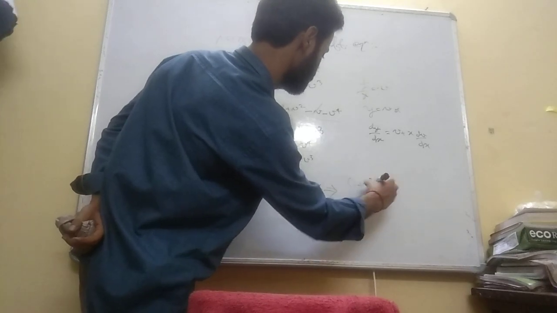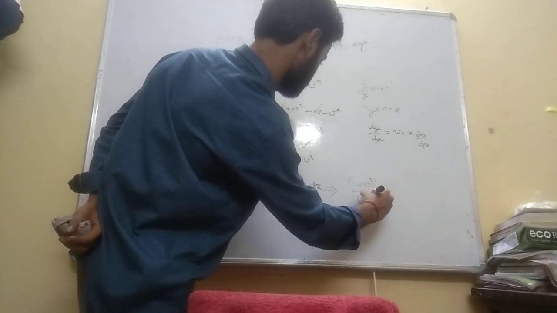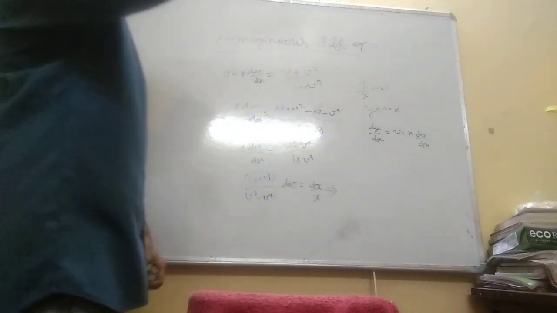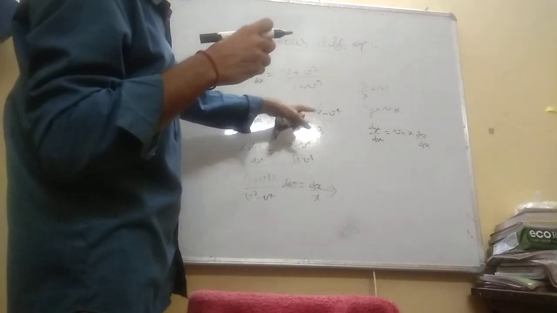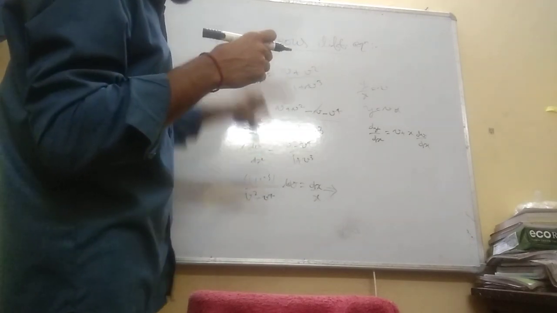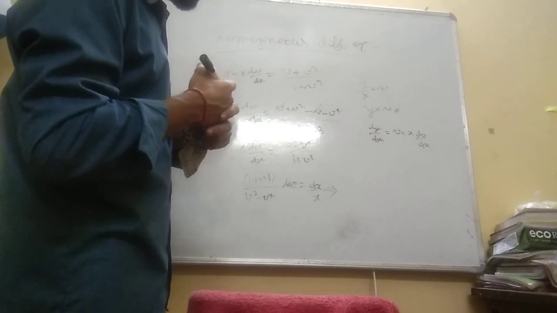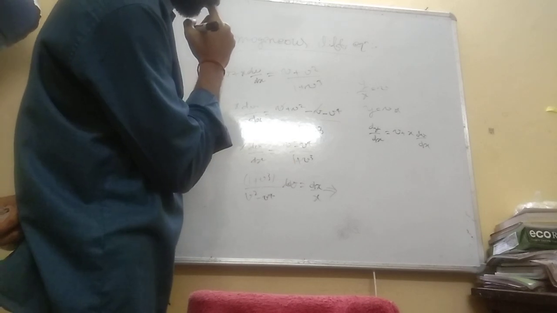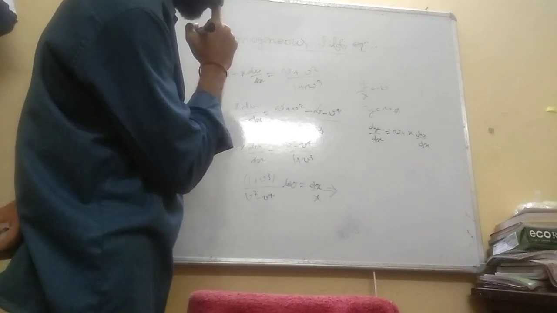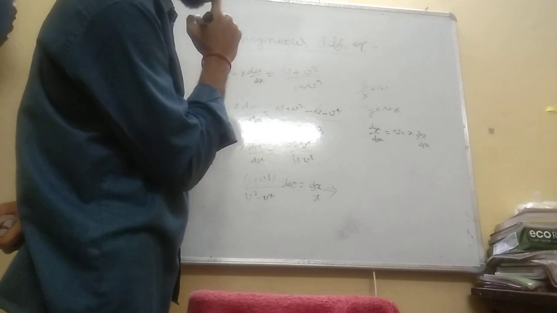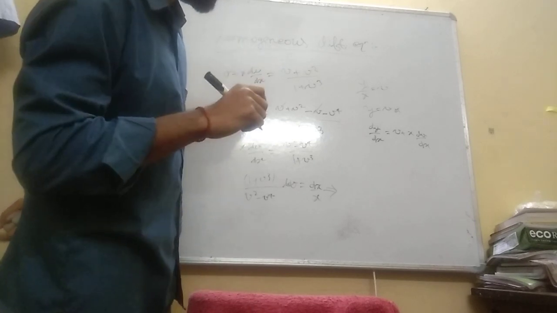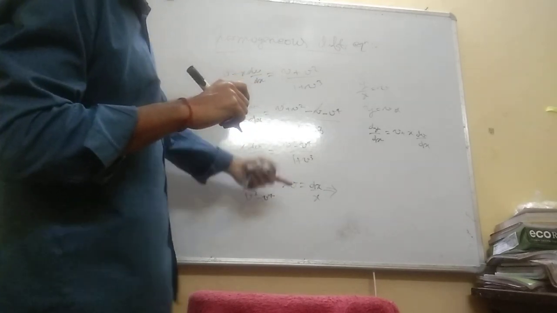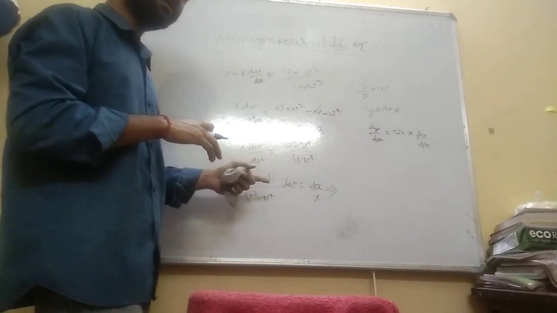1 plus v cube. It can be possible that we can separate this v square or not. Am I right or not? So (1 plus v cube) upon (v square minus v to the power 4) dv is equal to dx by x. And mainly what we have to do is solve this one. And when we solve this, we will get something, and we have to replace that v by y by x.